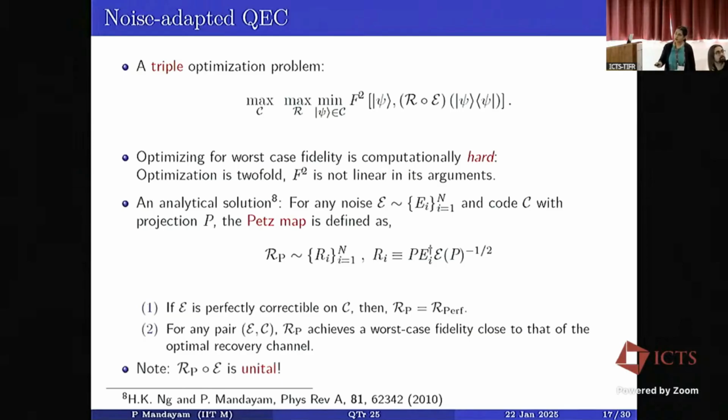Another interesting point to note is that the action of the noise followed by the PETS map leads to what's called a unital map or a unital channel, which is one that preserves identity. And this is a nice feature to have for the recovery map. So I guess now I'm going to put all of these things together and say, well, I have this noise-adapted recovery, and I have this amplitude damping noise, and I have a code which is tailored for amplitude damping noise. But now how does this all come together in the non-Markovian regime?